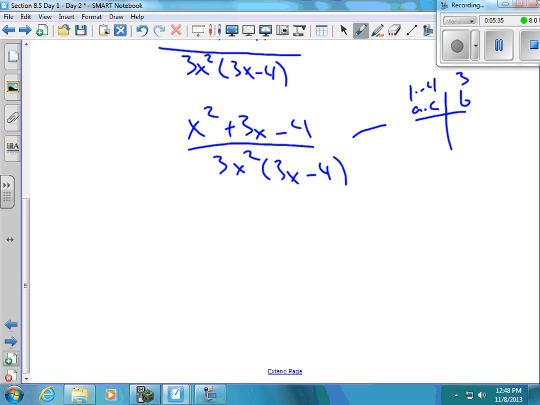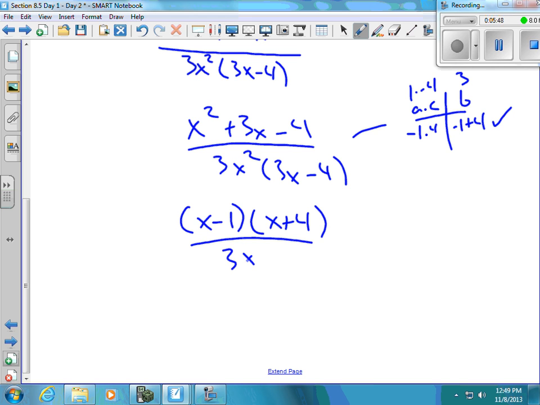Well, what multiplies to make negative 4 and adds to make 3 is negative 1 times 4, and negative 1 plus 4. Those work out. So we get x minus 1 times x plus 4 over 3x squared times, that's cube, but squared, times 3x minus 4.